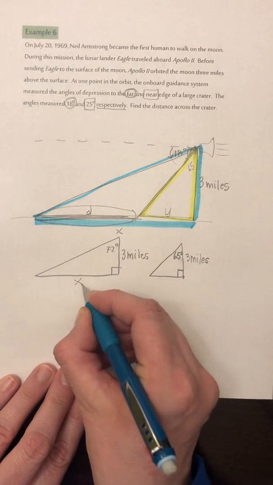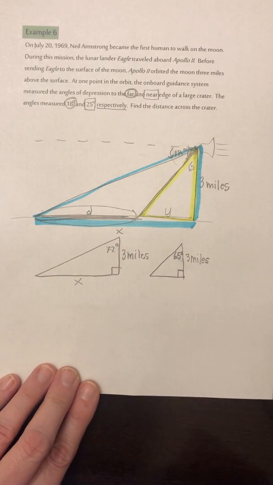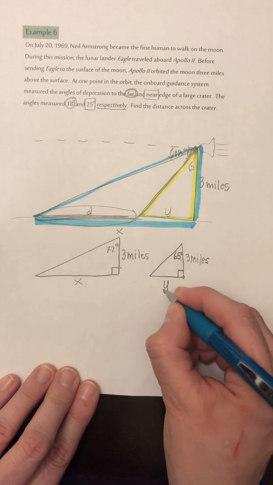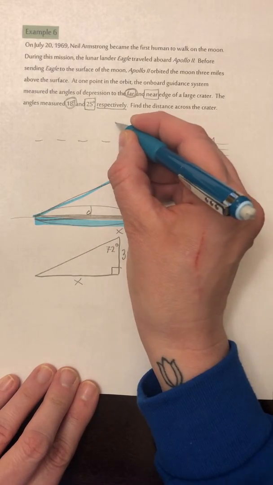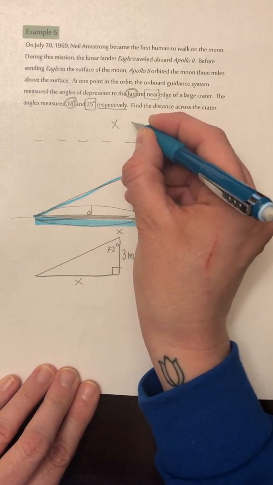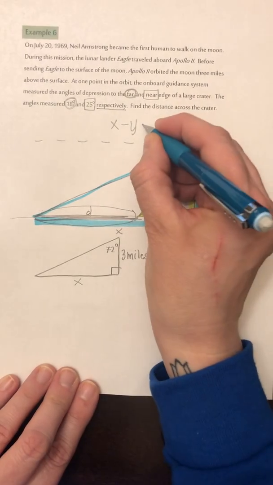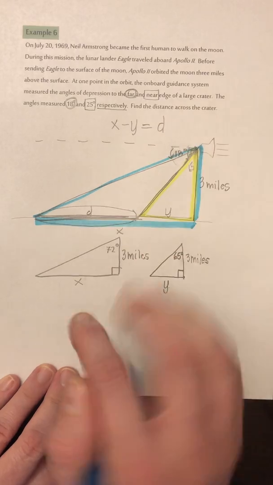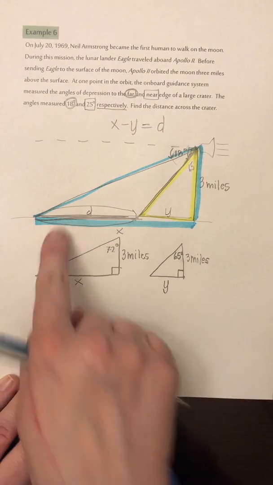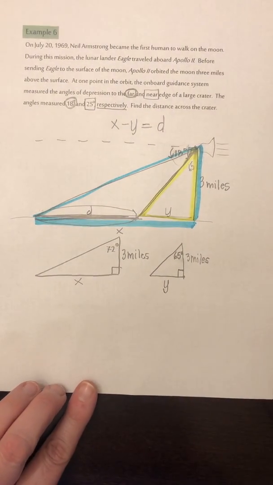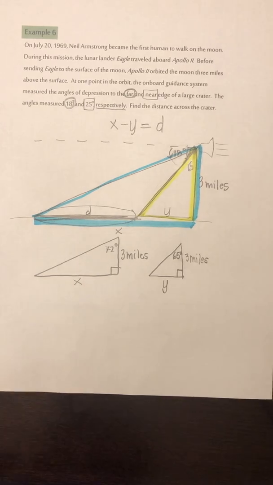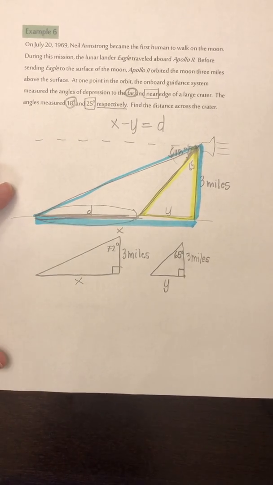So X is a part of the blue triangle. It's the bottom of the blue triangle. Y is the bottom of the yellow triangle. So I would be able to do X, because it's the longer side, minus Y, because it's the smaller side, and that's going to give me that leftover amount, which is going to be the distance across the crater. Hopefully that makes sense.